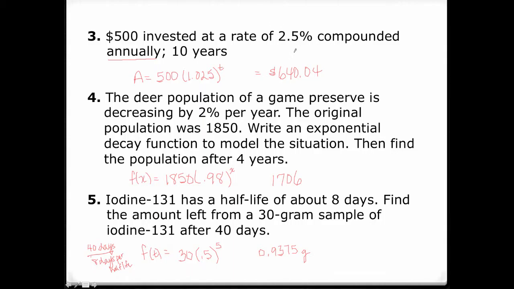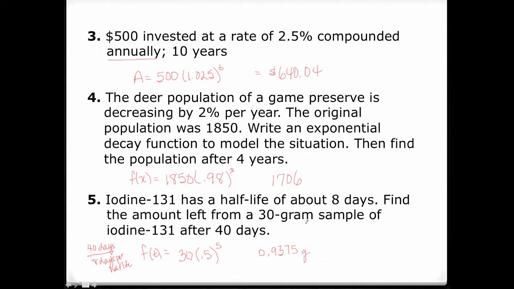Okay, so in this one, remember we just went back to an annual compounding situation. So here's our answer, $640.04. This second one, I had an exponential decay. So remember my B has to be less than 1. So accounting for my 2% decrease, I now use a decay rate of 0.98. So I've got 1,706 deer. Again, I don't want pieces, parts of deer. That's just as bad as people.